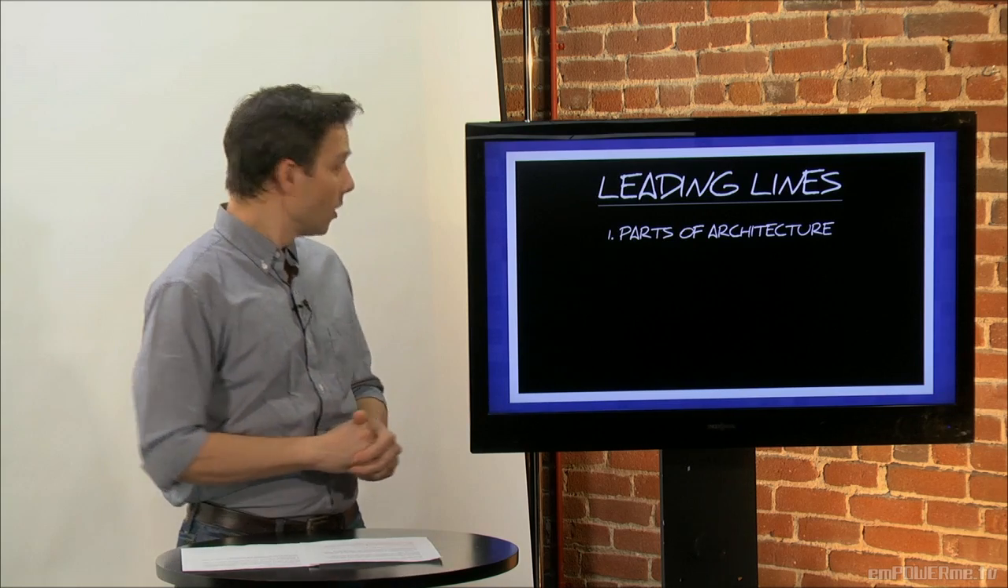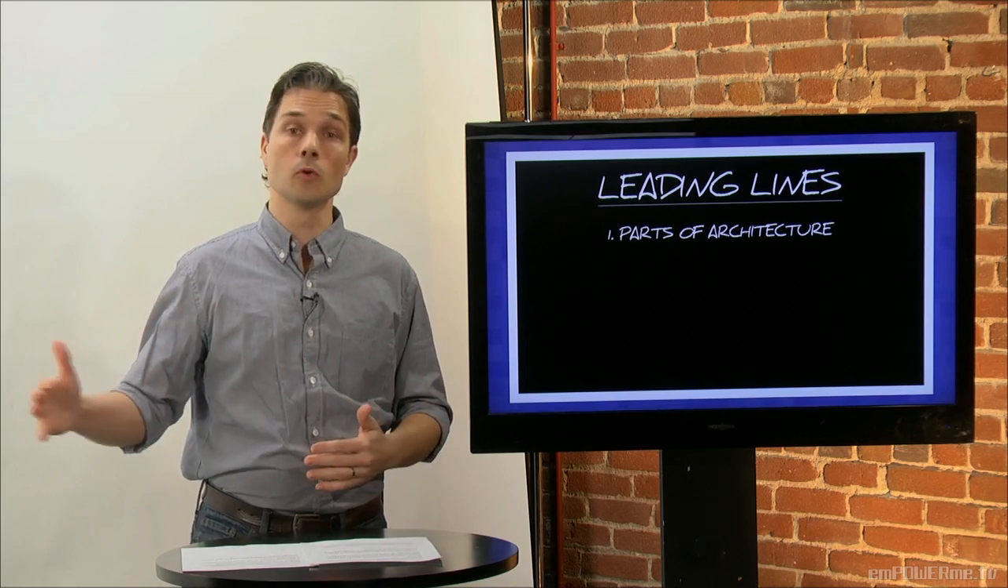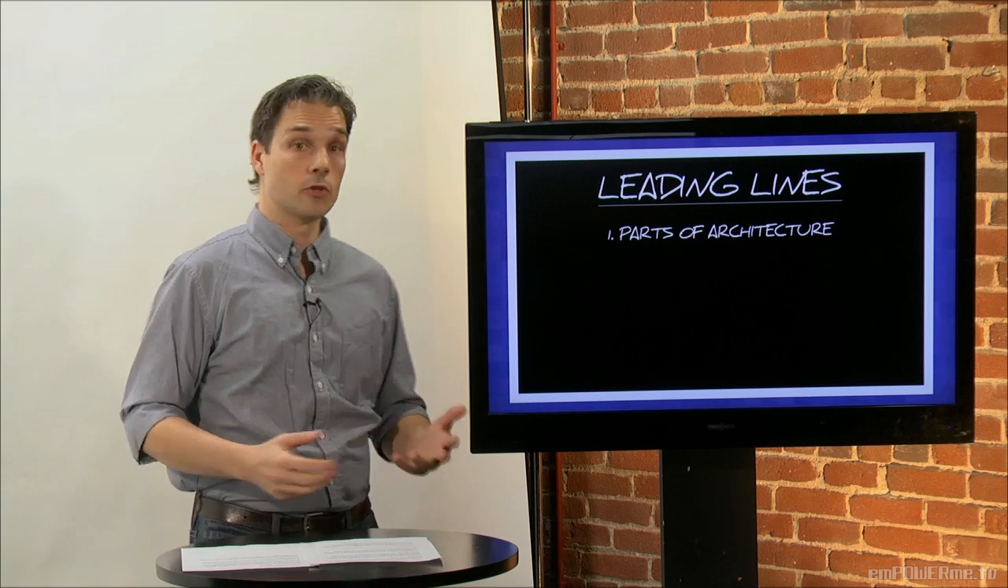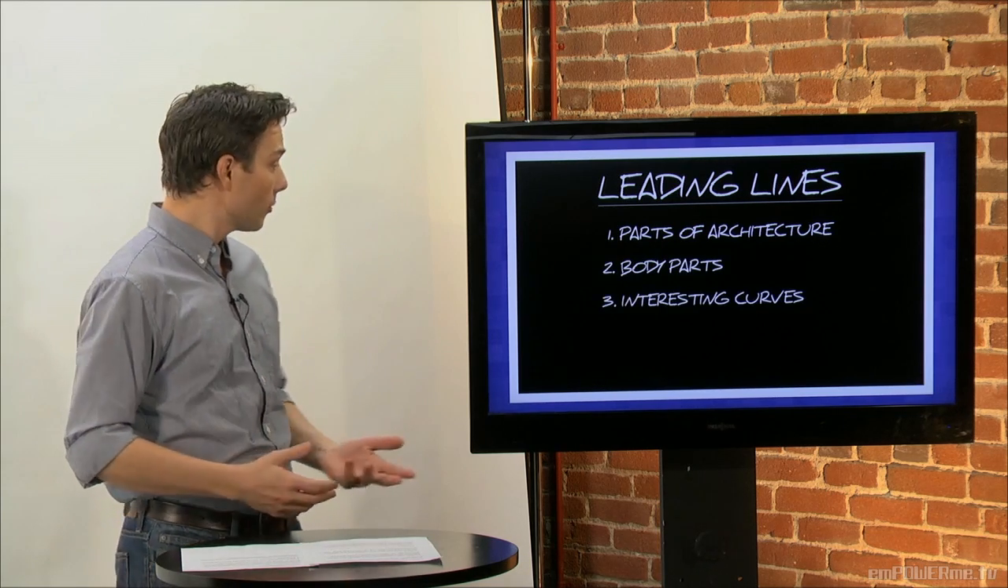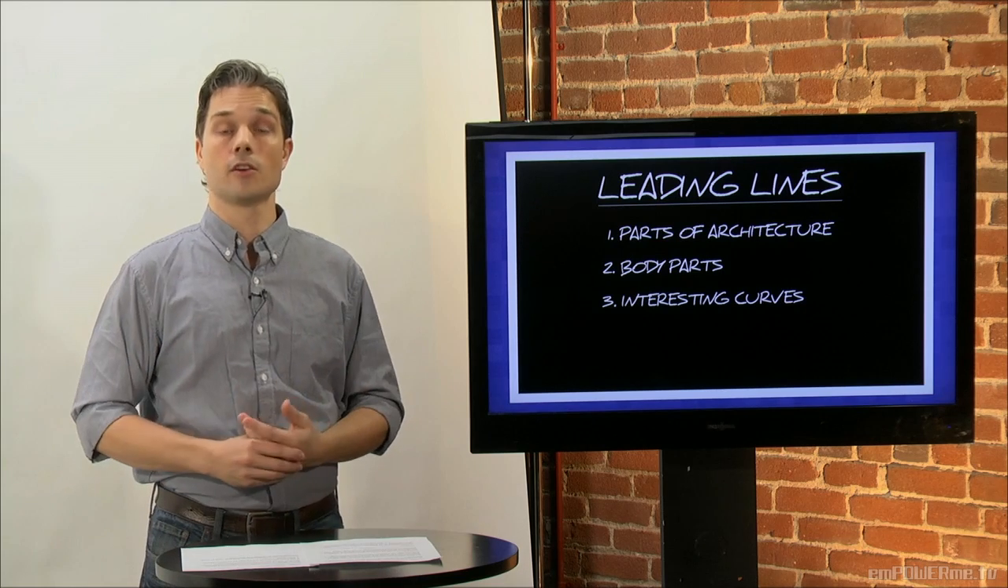So to recap our tips on leading lines, the different ways you can use them are, number one, you can use parts of architecture like a roof line or distinct edges. Number two, you can use body parts to draw us into the subject's face. And number three, you can use interesting curves.